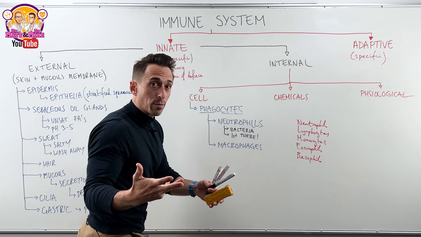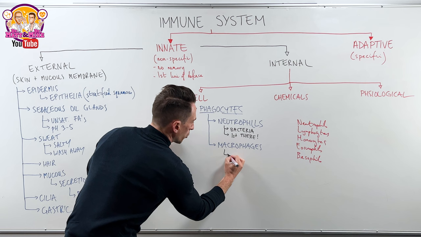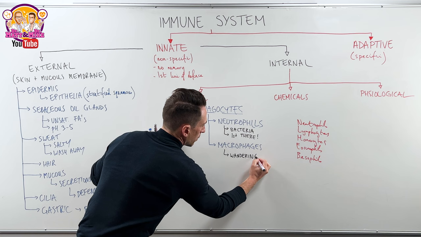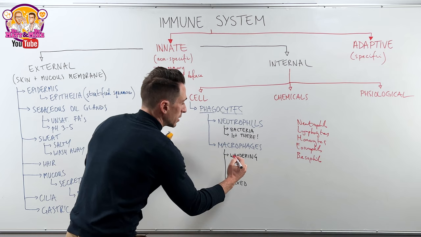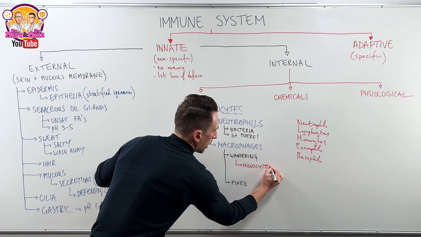So let's write this down. You've got wandering macrophages, and you have fixed macrophages. So wandering macrophages are the macrophages floating through our bloodstream. These are like the monocytes. So a monocyte is an example of a wandering macrophage. And have a look here. Here's the monocytes. We spoke about neutrophils, both are phagocytic cells.